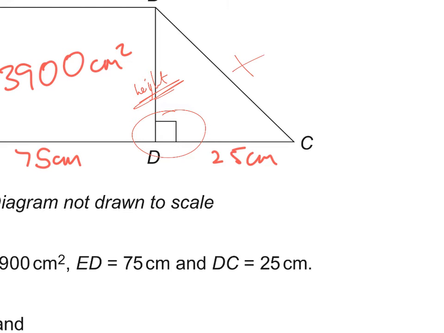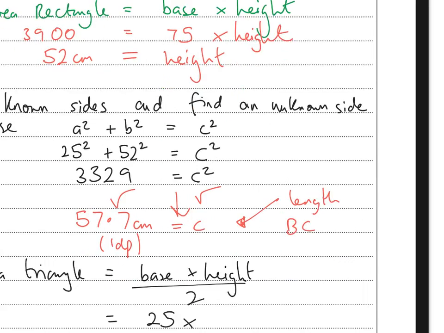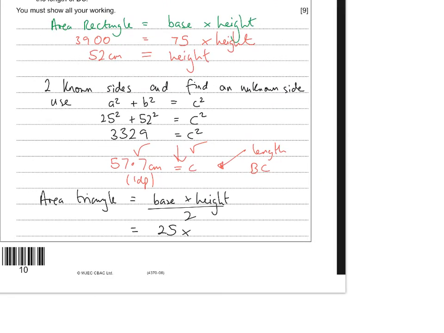Okay, this is irrelevant in the next calculation I'm doing, although it is very useful for other things. Okay, for instance, the perimeter. And then finally, I'm going to do 25 times 52, and I'm going to divide that answer by 2. And that gives me an answer of, so area is equal to 650 centimetres squared, area triangle.